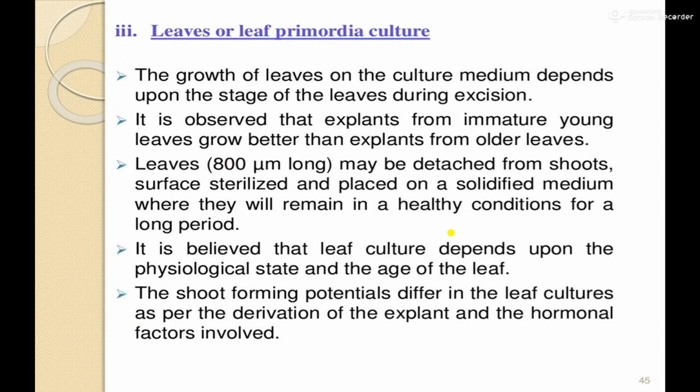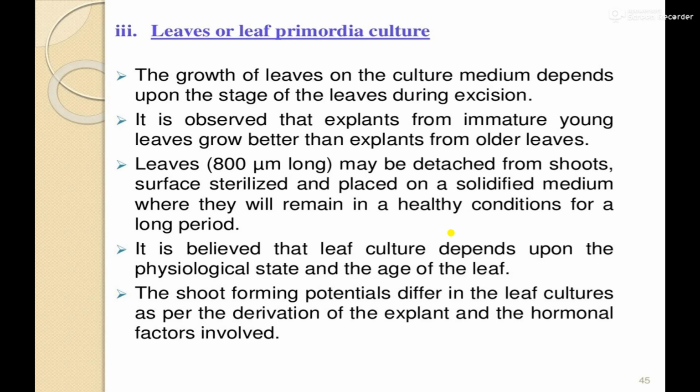Then next is leaves or leaf primordia culture. In that, the growth of leaves on the culture medium depends upon the stage of the leaves during excision. It is observed that explants from immature young leaves grow better than explants from older leaves.